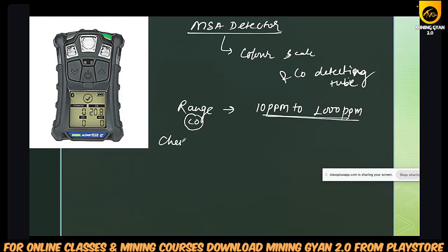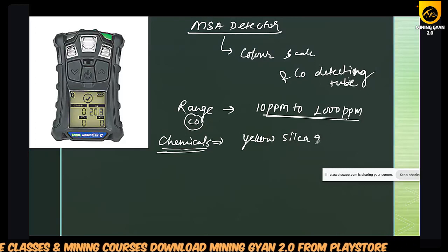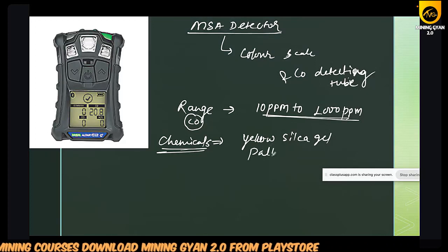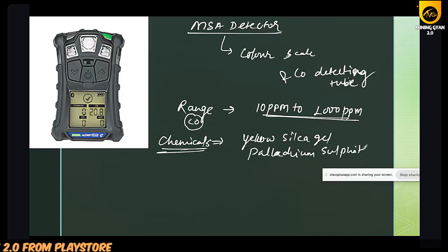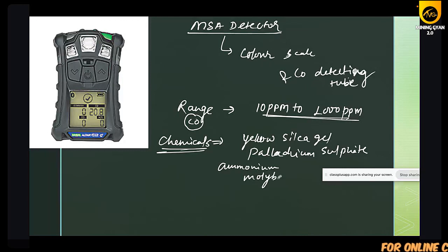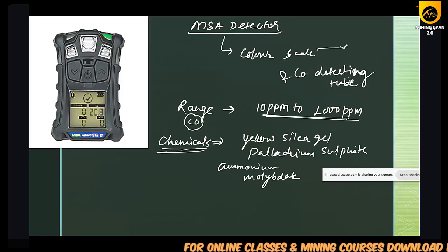And if you want to know the chemical composition used for the MSA, the chemicals will be yellow silica gel, palladium sulfate, and ammonium molybdate. And in this, the color will change to green.